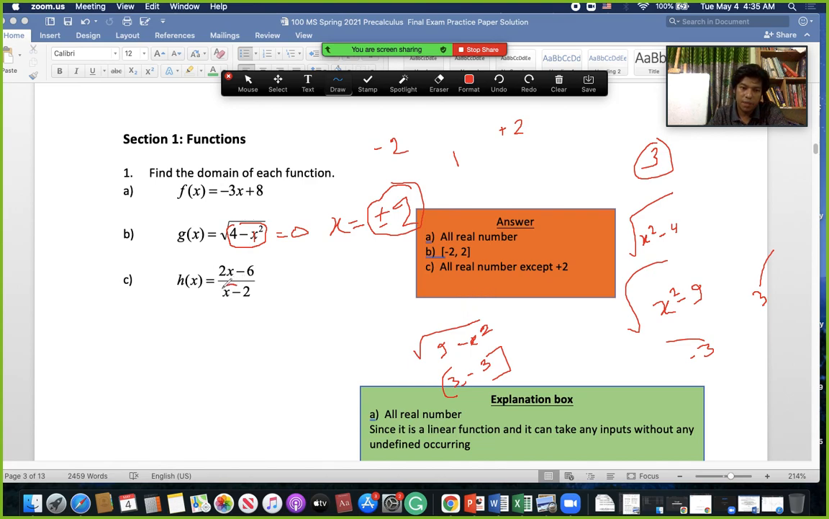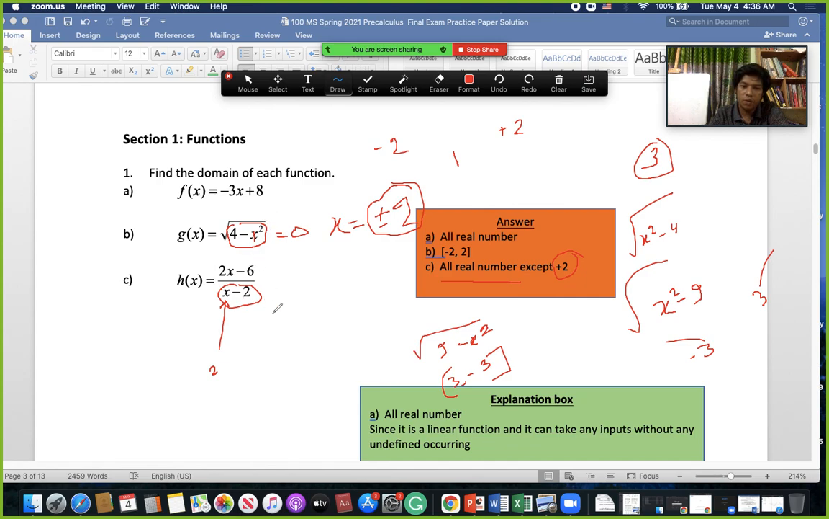And when we see something like x minus 2 in the denominator, then we have to look at for what value of x this function is undefined, and we can see that this function is undefined at x equals 2. So you can see that 2 minus 2 equals 0. So we cannot put x equals 2 here. That's why all the real numbers except plus 2 is the domain of this function. Okay. So this is how we can find out the domain. Any question you see in the exam, you can use this rule everywhere.